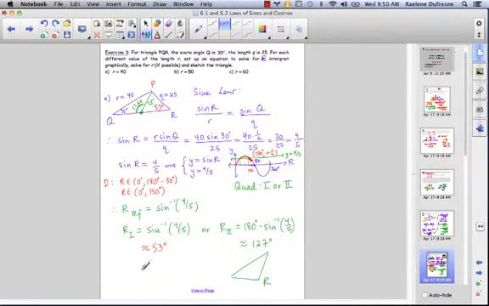Let me just draw this triangle again so you can see. R at 53 degrees, and this triangle doesn't look so good. I'll try it again.